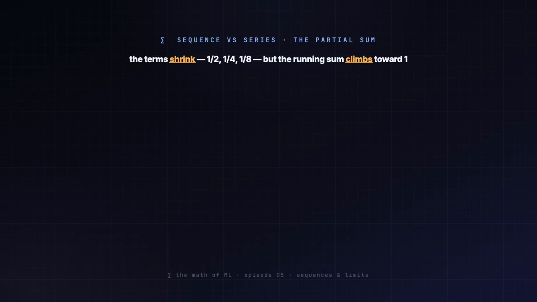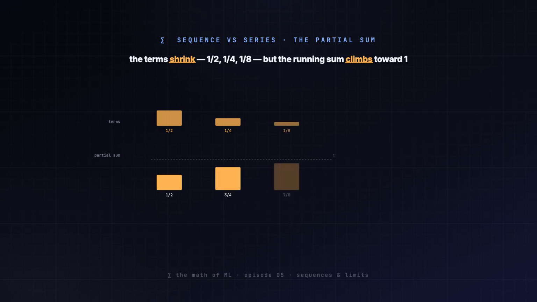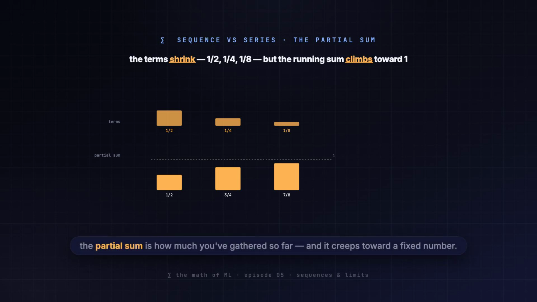So a sequence is the list of terms, 1/2, 1/4, 1/8, and the series is the running sum after each step. The key quantity is the partial sum, how much you've accumulated so far. We watch whether those partial sums creep toward a fixed number.